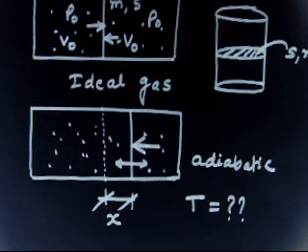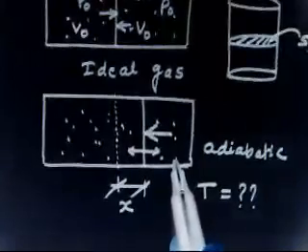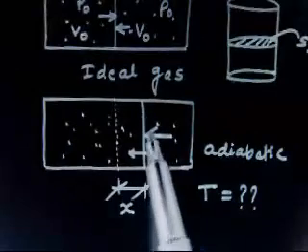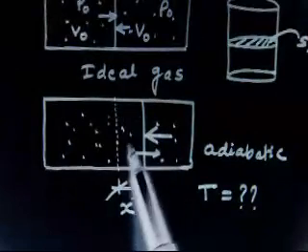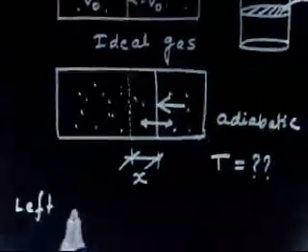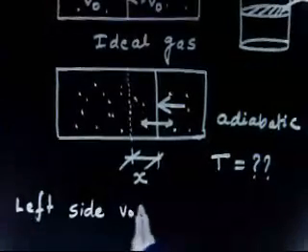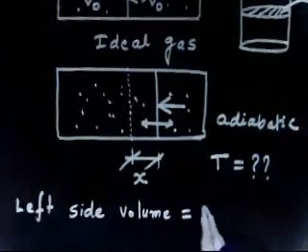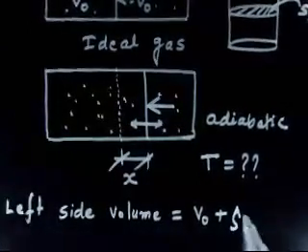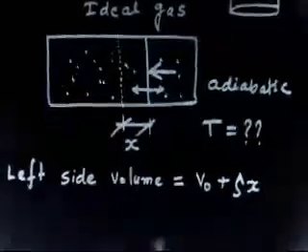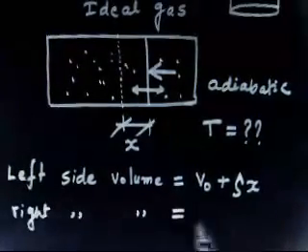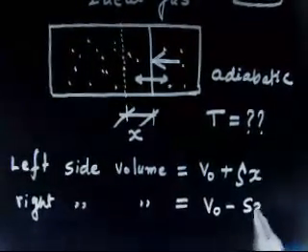Okay, let us discuss. So what is the volume this side? The extra volume, if I displace this side and the piston area is S, is S into delta x. So left side volume will be the initial volume V0 plus an increase S into x. And on the right side there is a decrease in volume, that is V0 minus S into x.